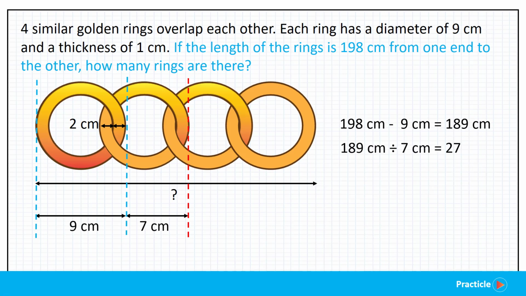But is this our answer? Of course not. Don't forget to add back the first ring that's 9 cm, okay? When we add the first ring to these 27 rings, 27 plus 1 gives us a total of 28 rings. And that's the answer to this ring question.